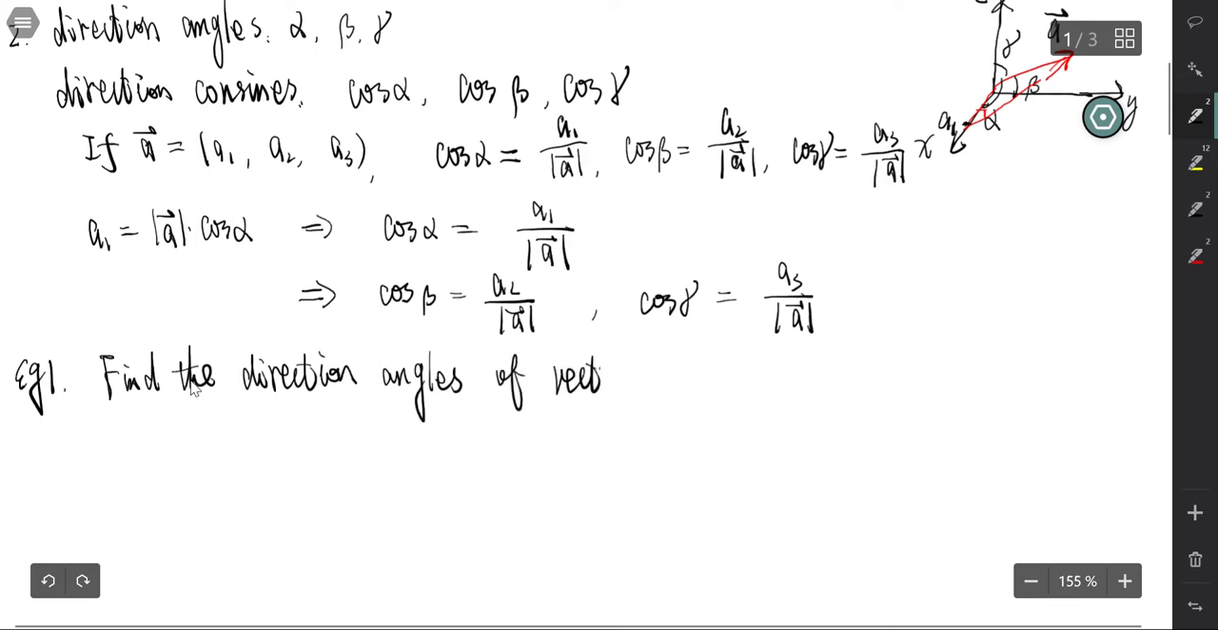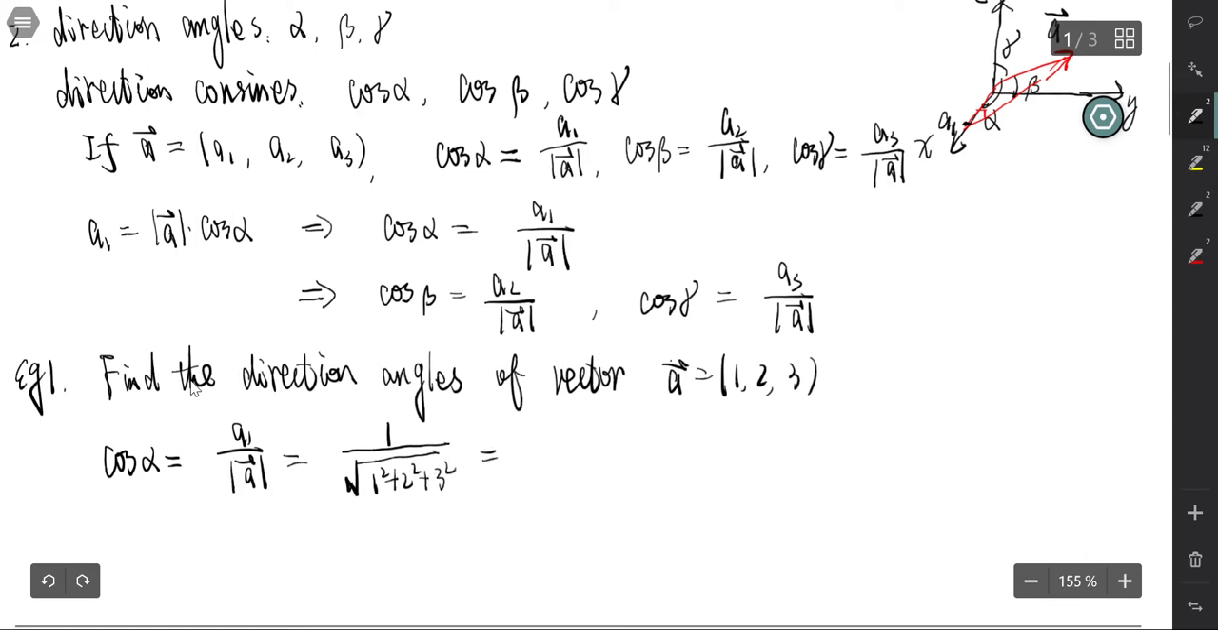Vector A equals (1, 2, 3). Since we know the coordinate form of the vector, we can get the direction cosines directly. So cosine alpha equals A1 over the length of A. A1 is 1. The length of A is the square root of 1 squared plus 2 squared plus 3 squared, which is the square root of 14. We get cosine alpha equals 1 over square root 14.